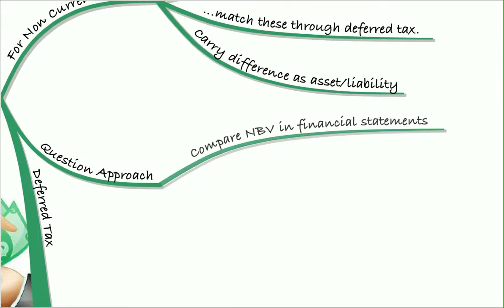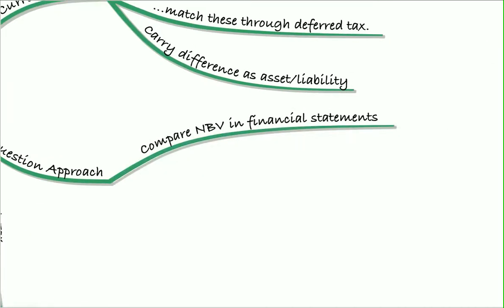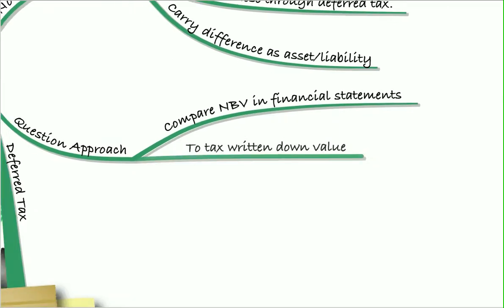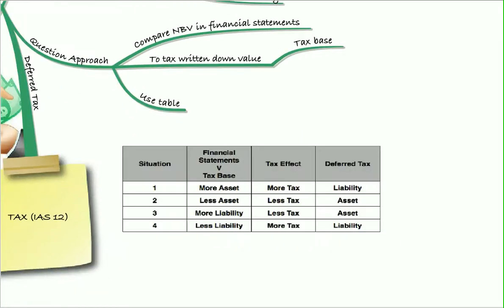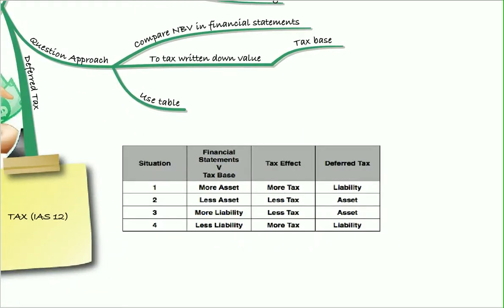We compare the net book value of an asset in the financial statements to the tax written down value, which is called the tax base. So we compare those two and then we use this table. If there's more asset in our financial statements than there is on our tax base, so if we do our net book value in the financial statements and it is higher than the tax base, well then that means we need more tax. So we debit tax, credit deferred tax to create a deferred tax liability.